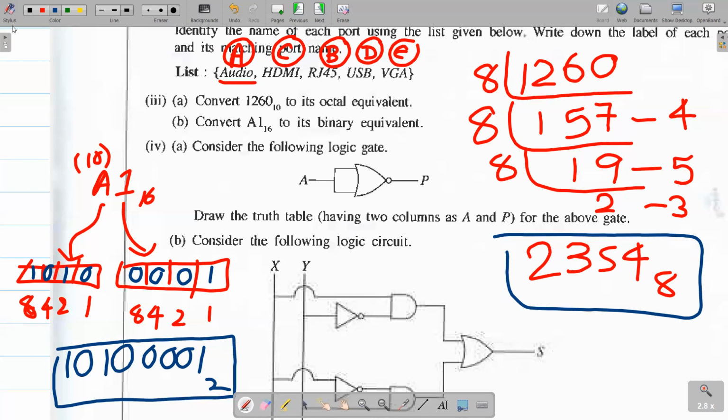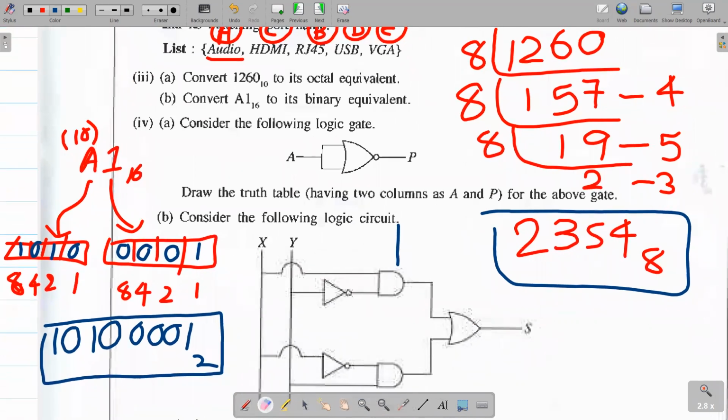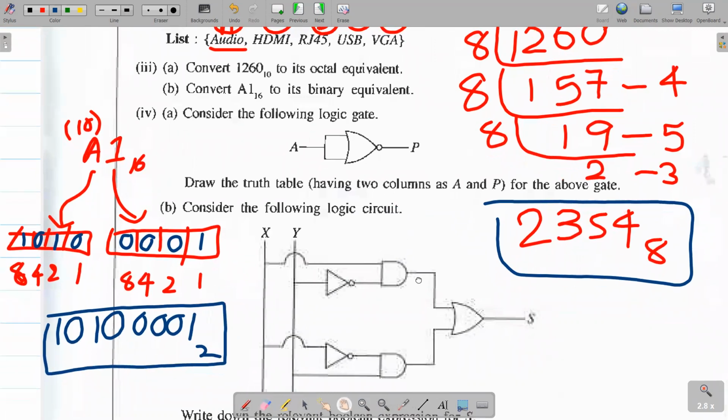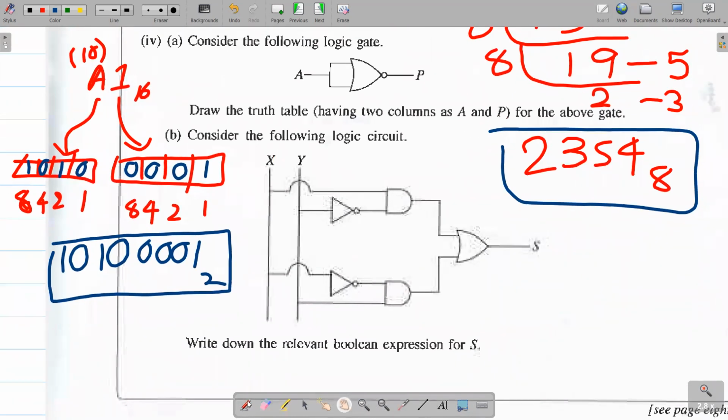Okay, so moving forward, the fourth part is saying: consider the following logic gate, with the truth table having 2 columns, A and P, for the above gate. What we can do is have A. Now you can see you have A over here and A as the input here. So P is going to be A dot A's complement. Right, I'm sorry, A plus A's complement.